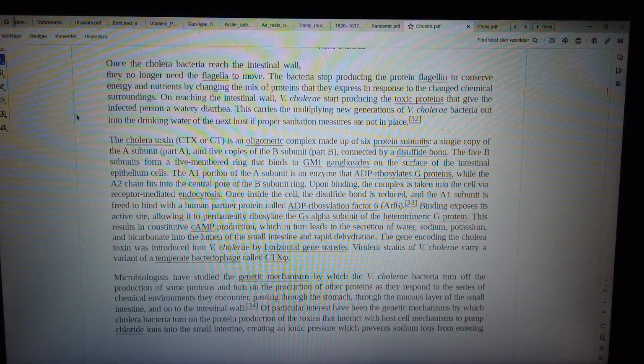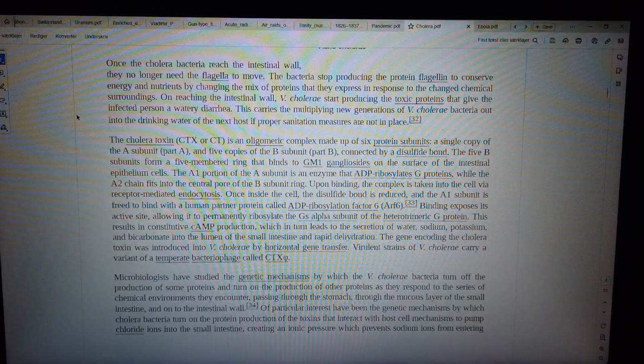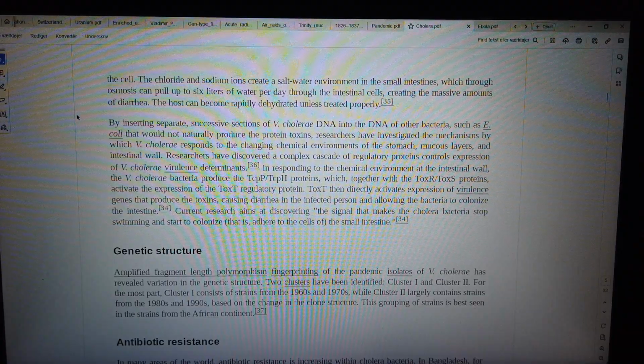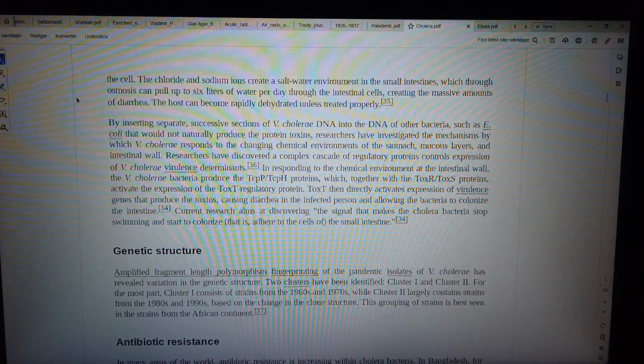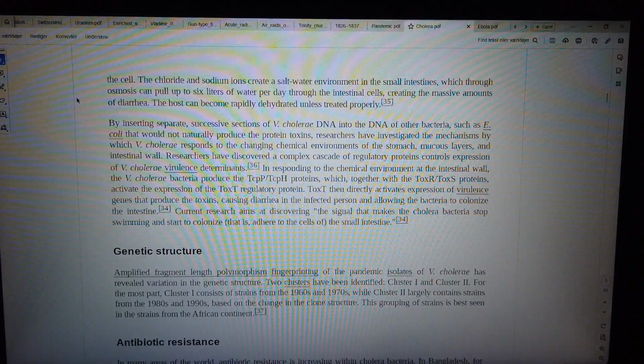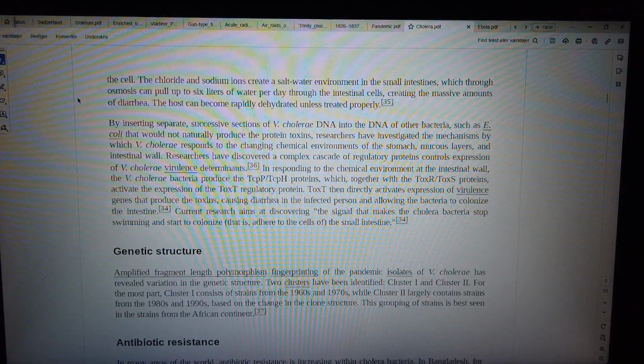toxins that interact with host cell mechanisms to pump chloride ions into the small intestine, creating an ionic pressure which prevents sodium ions from entering the cell. The chloride and sodium ions create a saltwater environment in the small intestines, which through osmosis can pull up to 6 liters of water per day through the intestinal cells, creating the massive amounts of diarrhea. The host can become rapidly dehydrated unless treated properly.